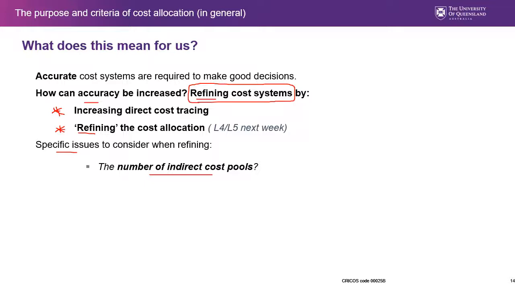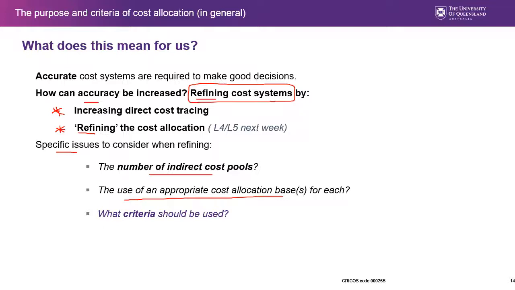It might be that we have multiple cost drivers that differently affect different types of manufacturing overhead costs, and therefore we need to have a number of indirect cost pools rather than a single cost pool. We want to use appropriate cost allocation bases for each of those cost pools. What criteria should we use in order to achieve a more accurate costing system and a more accurate allocation of our overhead costs?